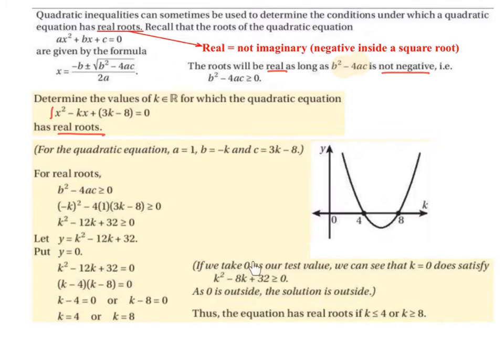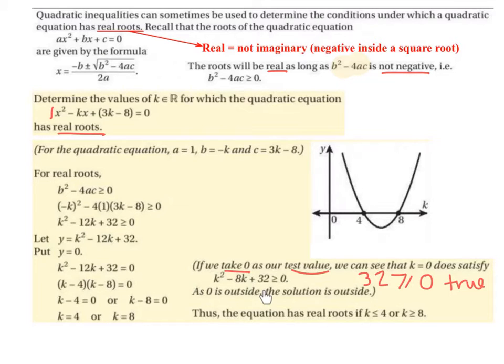So again, we're going to take 0 as our test value. We can see that k equals 0 does satisfy k squared minus 12k plus 32 is greater or equal to 0. So what we'd end up having if we let k be 0 is 0 squared minus 12 times 0 plus 32, which would just give us 32, which is greater or equal to 0. So 32 greater or equal to 0 is true.